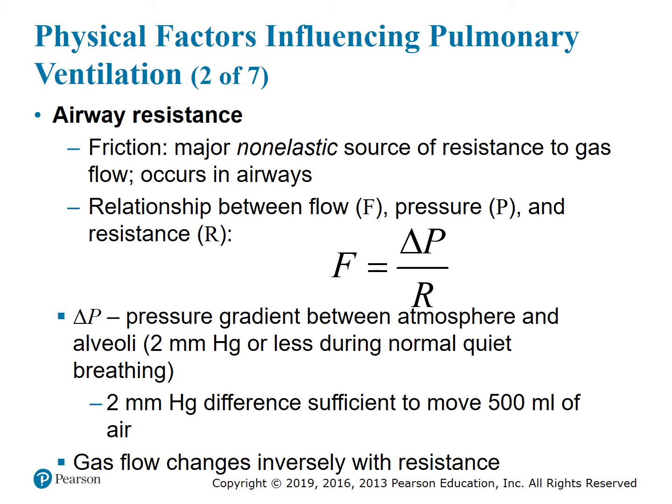The relationship between flow, pressure, and resistance is that the change in pressure over resistance is equal to the flow. Delta P is the pressure gradient between the atmosphere and the alveoli, which is 2 millimeters of mercury or less during normal quiet breathing. The 2 millimeter of mercury difference is sufficient to move 500 mL of air. Gas flow changes inversely with resistance. So if resistance increases, the flow will decrease, and vice versa.